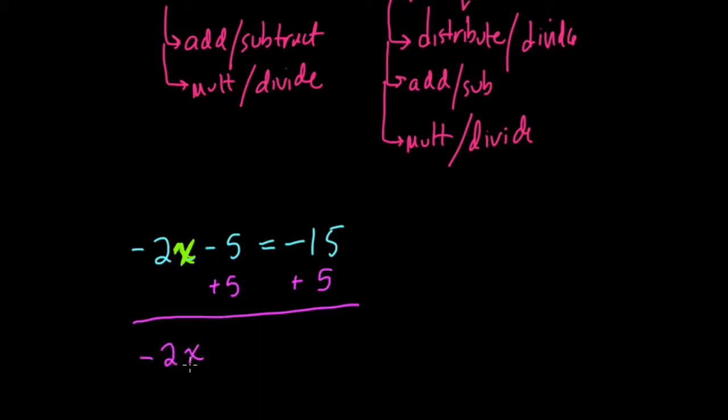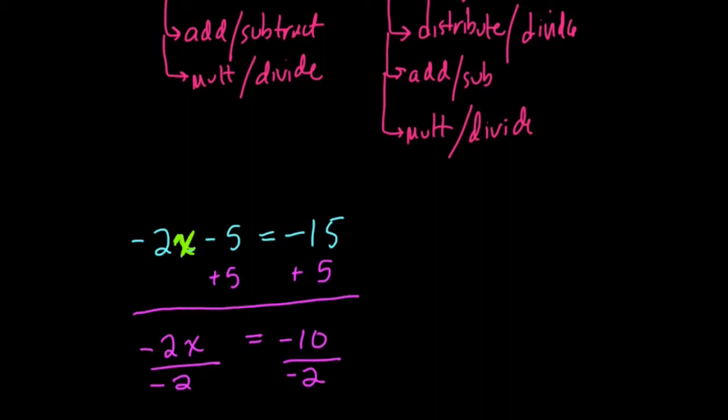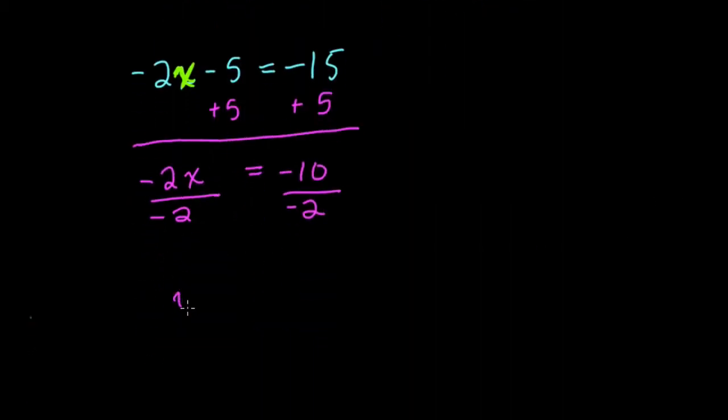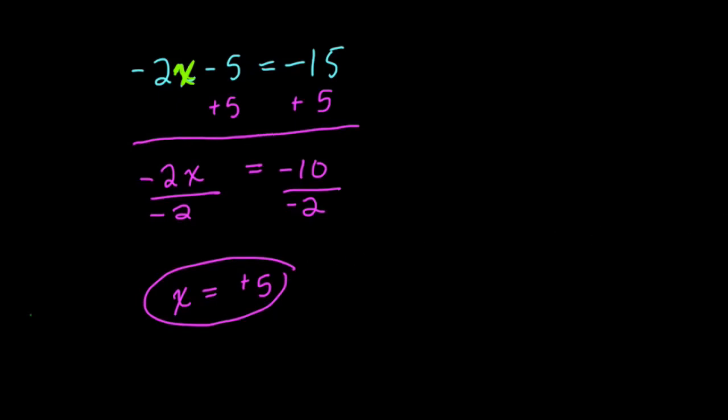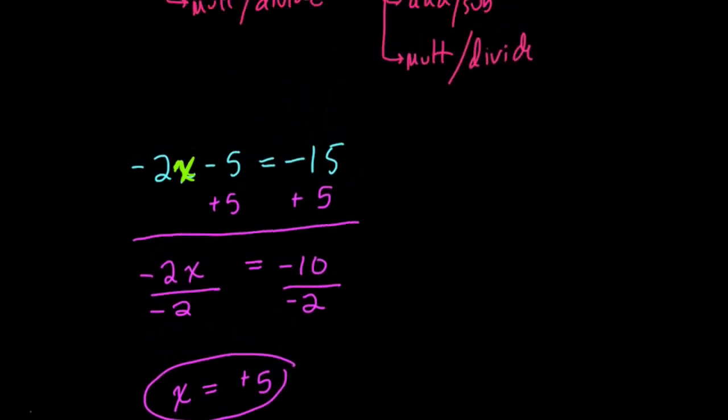So we have negative 2x, these equal 0, negative 5 plus 5 is 0, and this is equal to negative 10. Now we finish off by dividing. I would make sure to divide not just by 2, but by negative 2 here, so we can solve for x. Negative 2x divided by negative 2 is just x, right? 2 negatives divide to a positive, and x equals negative 10 over negative 2, which is positive 5. And that's our answer. So the 2 steps usually are to add first or subtract first, and then multiply or divide.